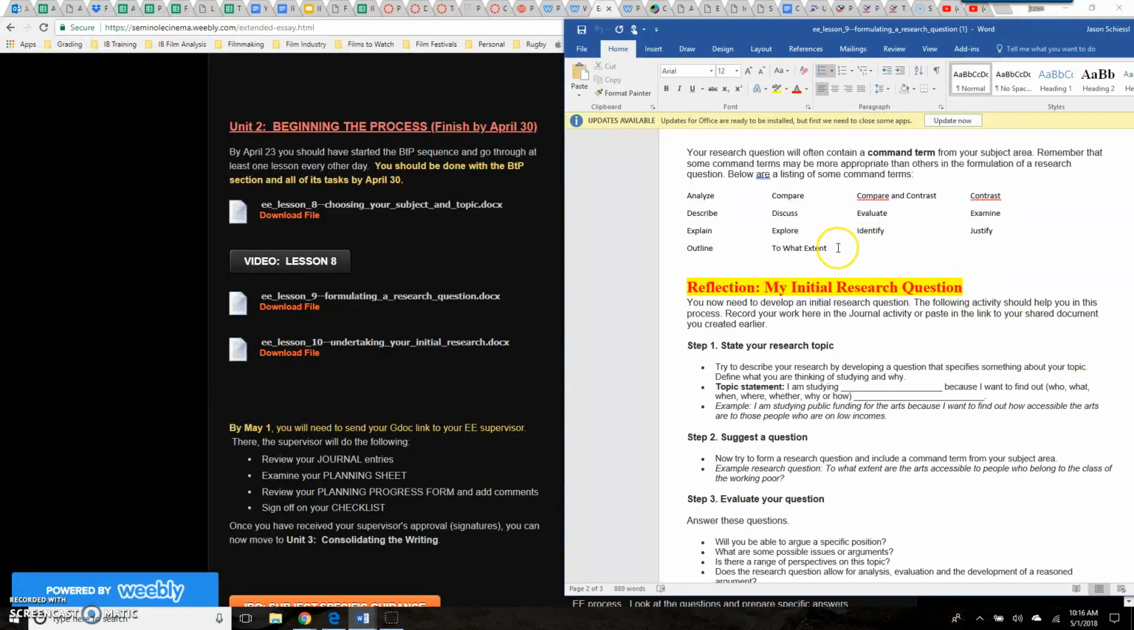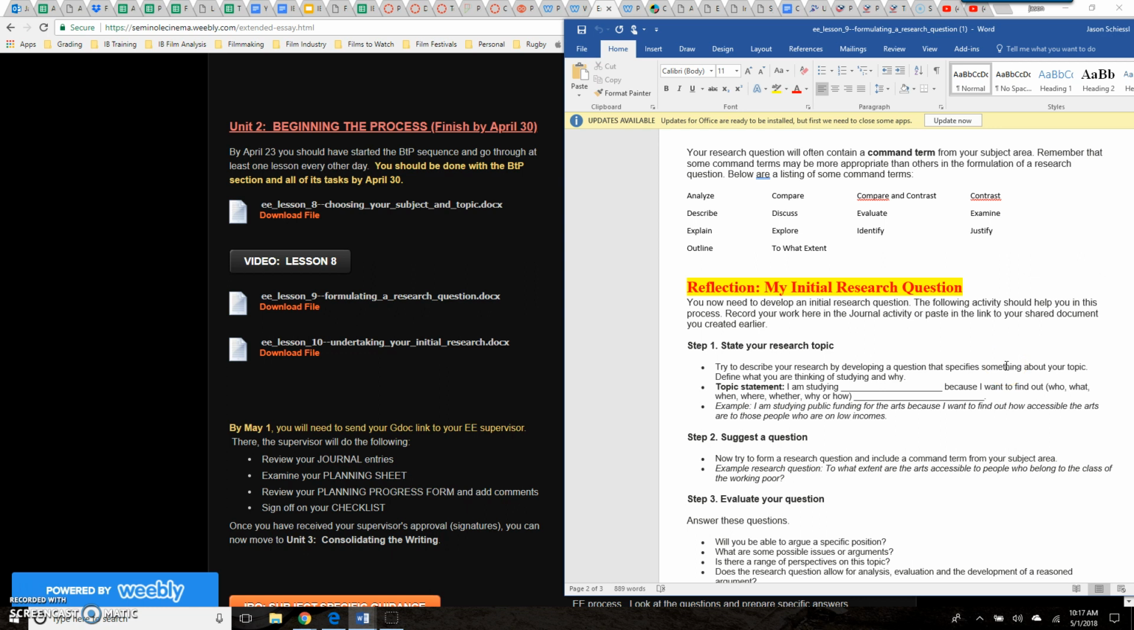You'll see that the research question will usually contain a command term or a multitude of terms. So words like analyze or outline, or to what extent, or compare and contrast, or examine, evaluate. All right? These are going to be things that you should incorporate into your research question.